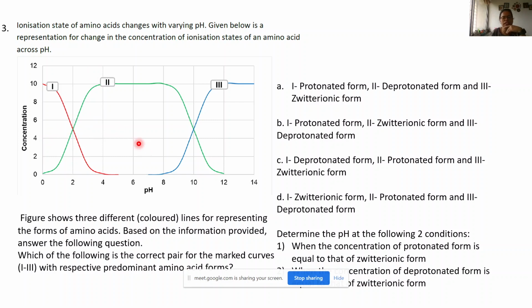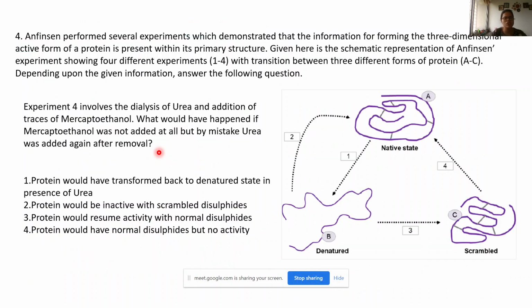So does anyone have any doubts here? Should I continue to the next question? Okay, so I'll go to the next question here.